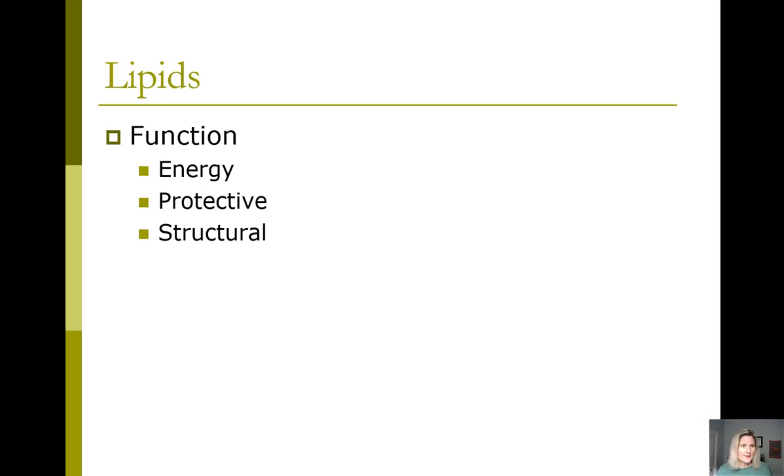It also is protective in the sense that all of our organs have a layer of fat surrounding them. So when you do jumping jacks, for example, you don't want your liver banging into your heart or something. That would hurt. And so it's a protective source. It kind of creates a cushion. And then we also know the structural component because those phospholipids make up our cell membranes. Right? So those are the functions.